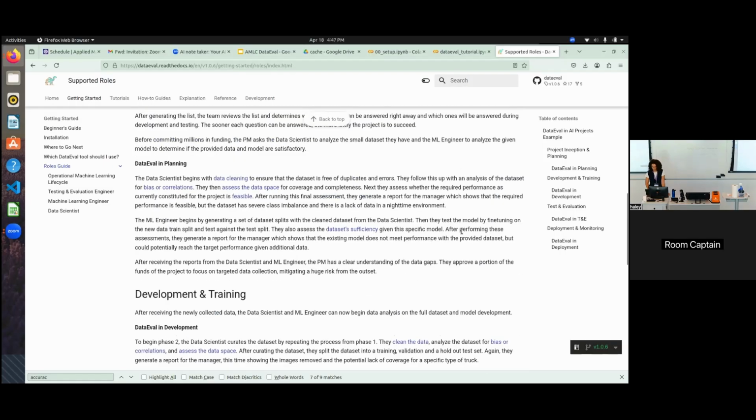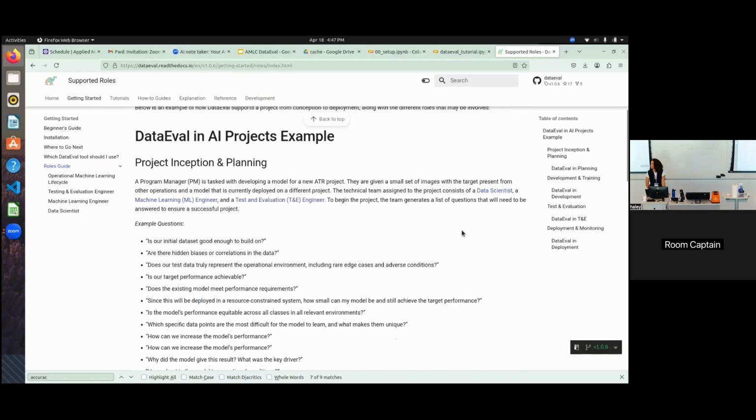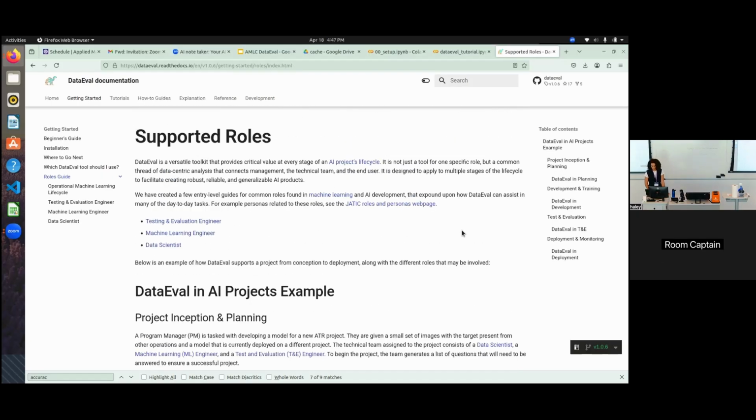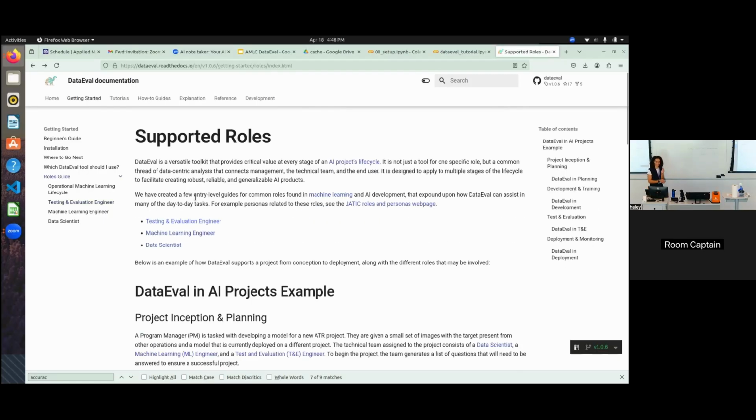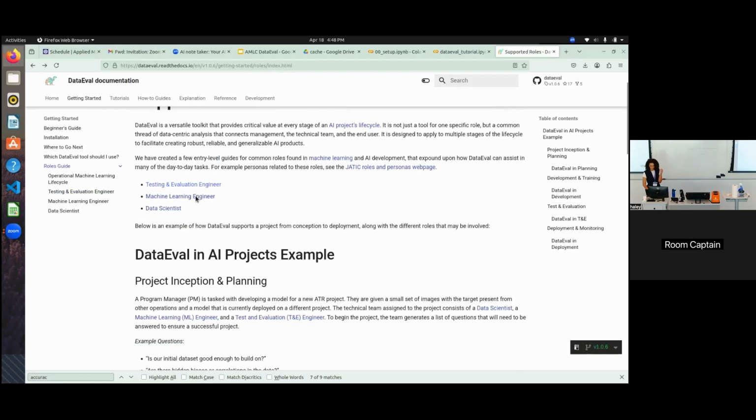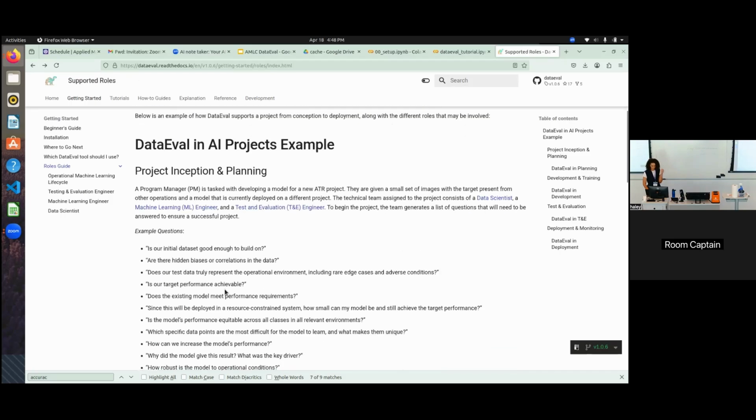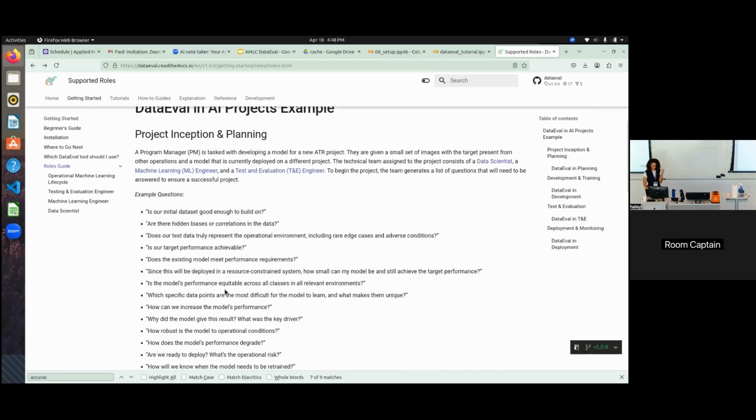So this right here is the initial page to the roles guide, which talks about different roles, but this is written from more of a management perspective. The idea behind this initial page, going down through DataEval and AI projects, is that there's a ton of questions we came up with that you would want to know or ask from a project management perspective.